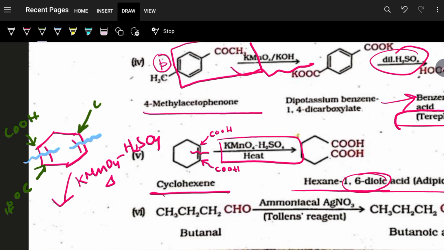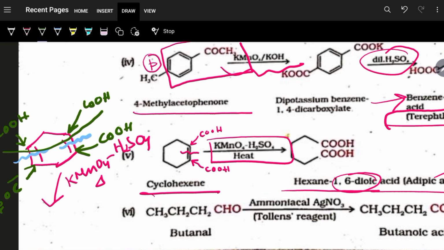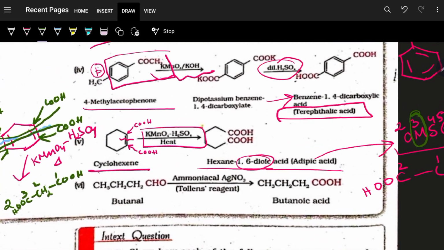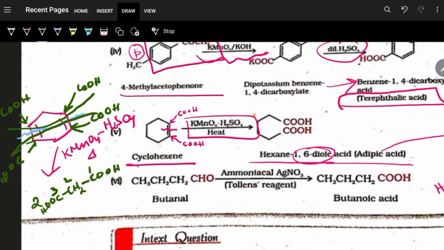Likewise, this carbon becomes COOH and this carbon also becomes COOH. See, this structure and this structure are the same. So my product will be 2 moles of COOH-CH2-COOH, a dicarboxylic acid containing 3 carbon atoms. So we have got malonic acid. This is how you can make these compounds react with KMnO4 in acidic medium and heat.